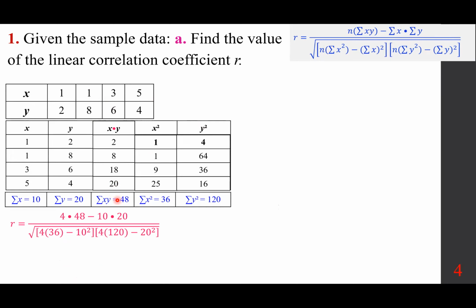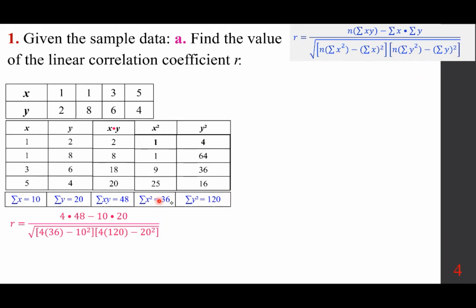Summation of x, y is 48, minus summation of x times summation of y, minus 10 times 20, over the square root. N again is 4, summation of x squared is 36, minus summation of x, which is 10, quantity squared. We want to distinguish between summation of x and then square it versus summation of x squared. The next one is the same thing, but involves y. N is still 4. Summation of y squared is 120 minus summation of y, which is 20, quantity squared.